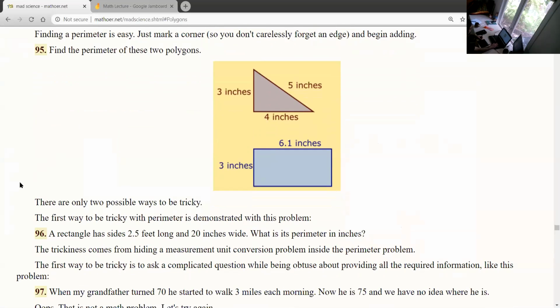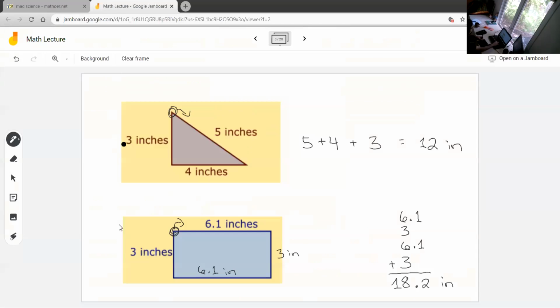Okay, so how could it possibly be tricky? One way is to make it not really a perimeter problem.